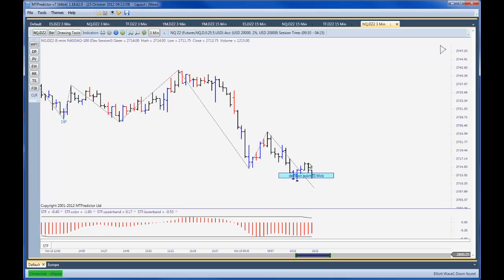Now what this does is give us an opportunity to place what I call a trend continuation. In other words, rather than looking to buy at this level, we're looking to sell to take advantage as the decline carries on. In other words, the downtrend continues.